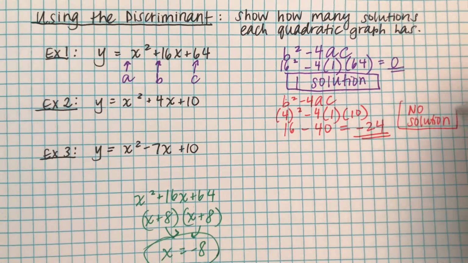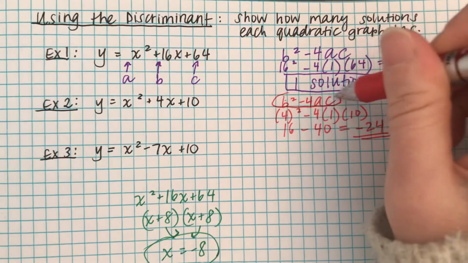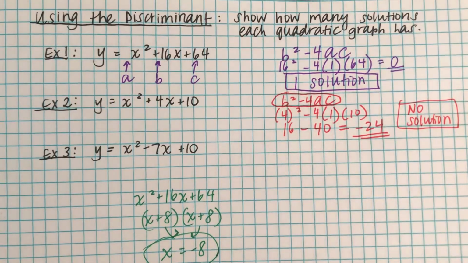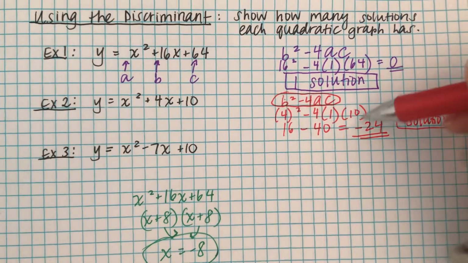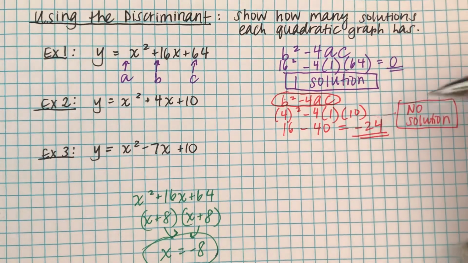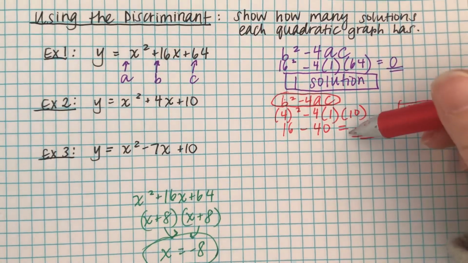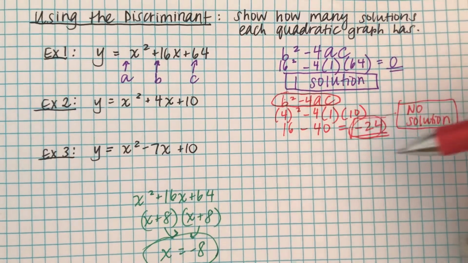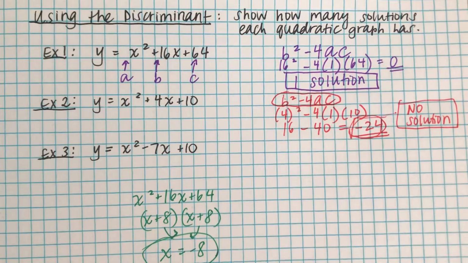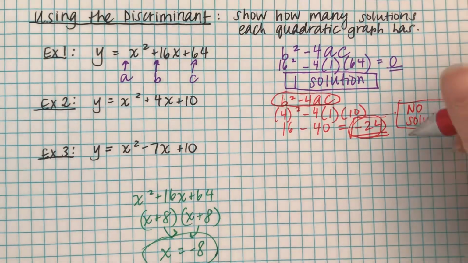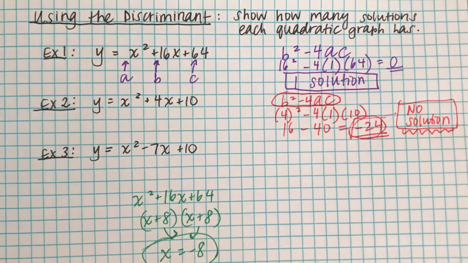Remember I said this bit comes from underneath the square root of the quadratic formula. So if you were using the quadratic formula to solve this, you would not be able to take the square root of negative 24. So that would be an issue, and we would have no solution when we were calculating that out.